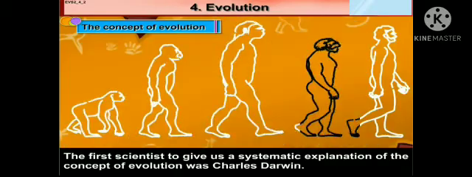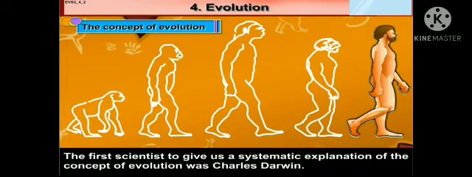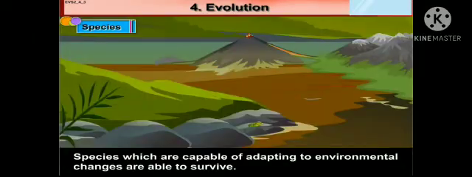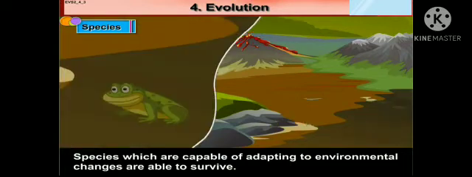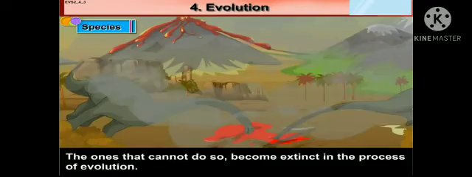The first scientist to give us a systematic explanation of the concept of evolution was Charles Darwin. Species which are capable of adapting to environmental changes are able to survive. The ones that cannot do so become extinct in the process of evolution.